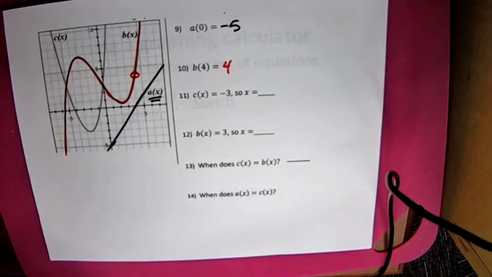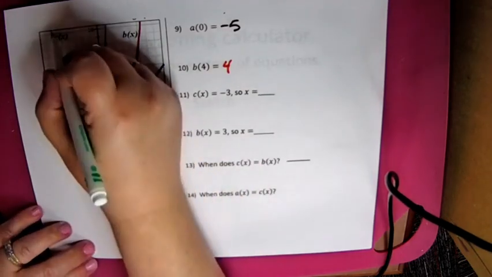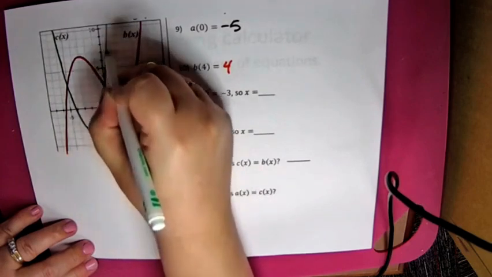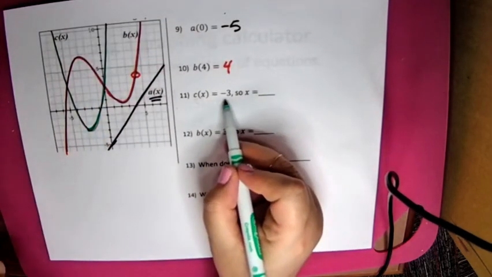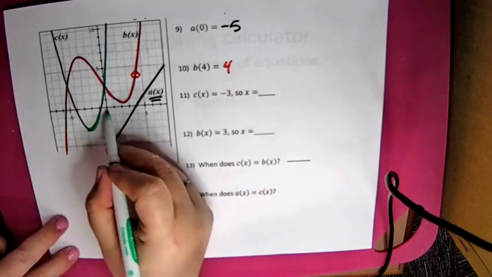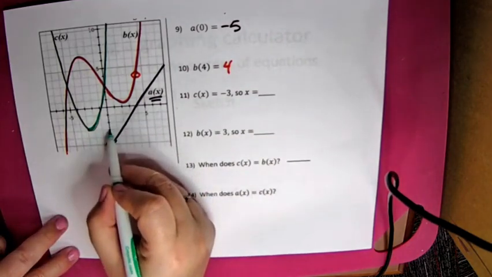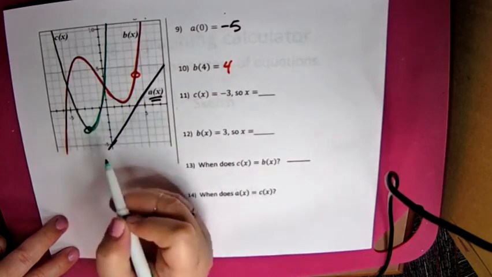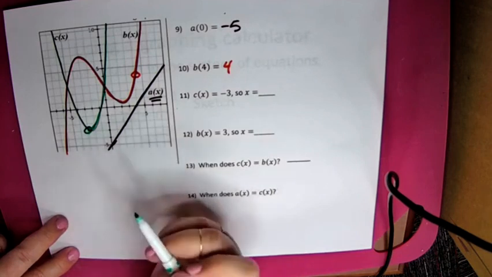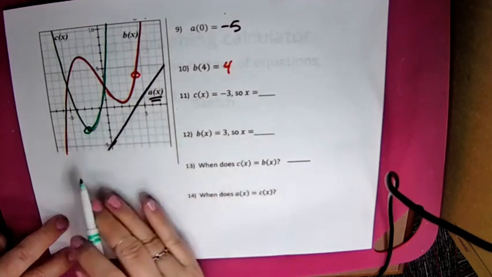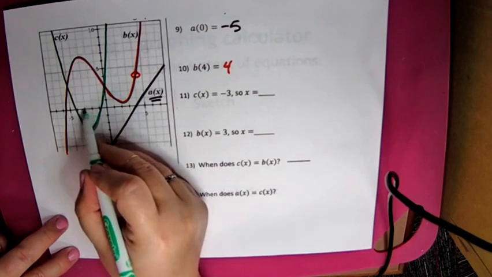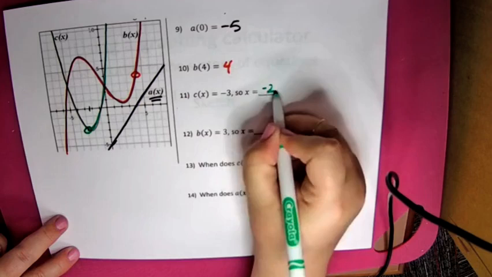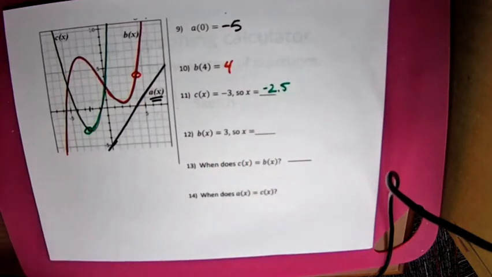Okay. If they're talking about our C graph, so this one I'll do in green. Okay, C graph, my output is -3. So I'm going to go down here to -3. 1, 2, -3. And then I can go over to my graph, which hit right about here. It looks to me like he's halfway between -1 and -2. So I'm going to say that's -2.5 right there.